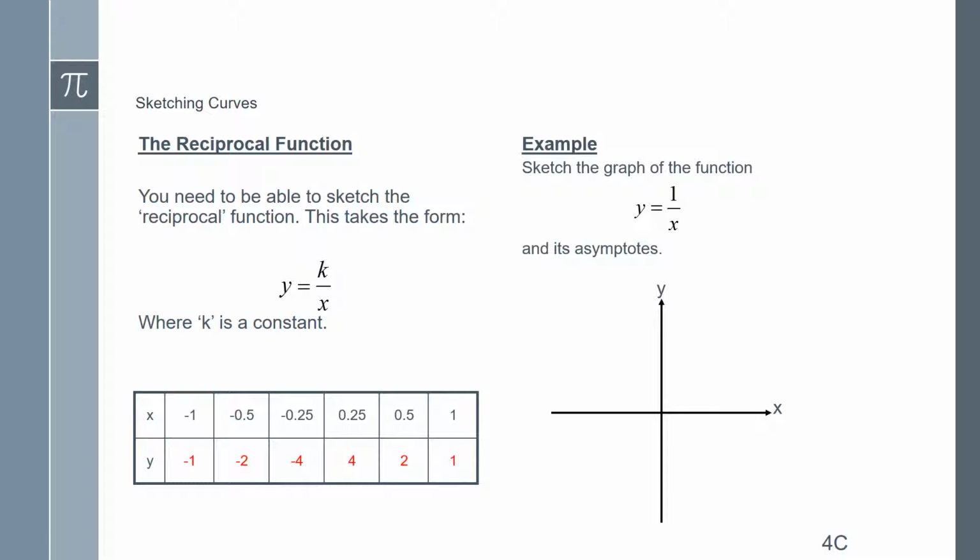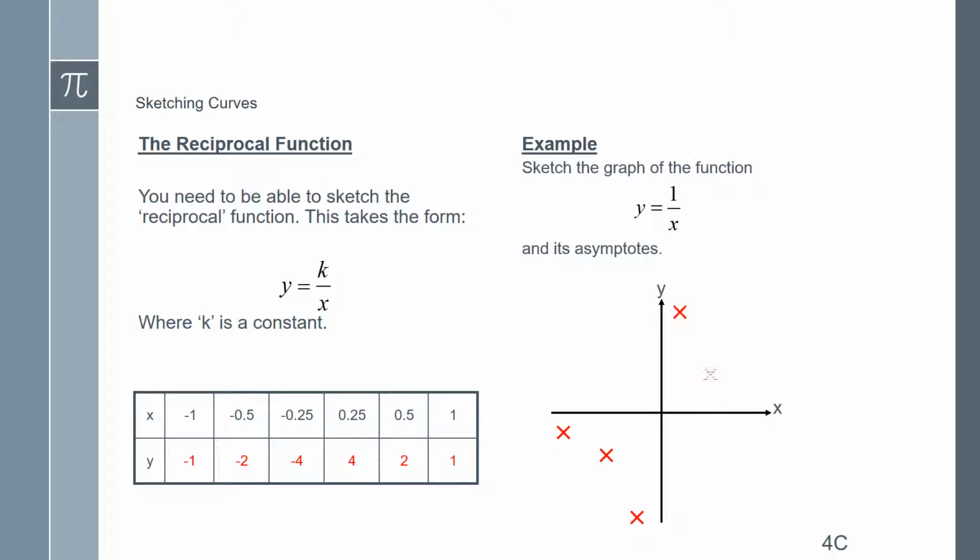Obviously at 0 itself is undefined. You can't do 1 divided by 0. The answer is undefined. But what we say is, as x approaches 0, 1 over x approaches infinity. And similarly, as x approaches infinity, as x gets bigger and bigger and bigger, then 1 over x approaches 0.